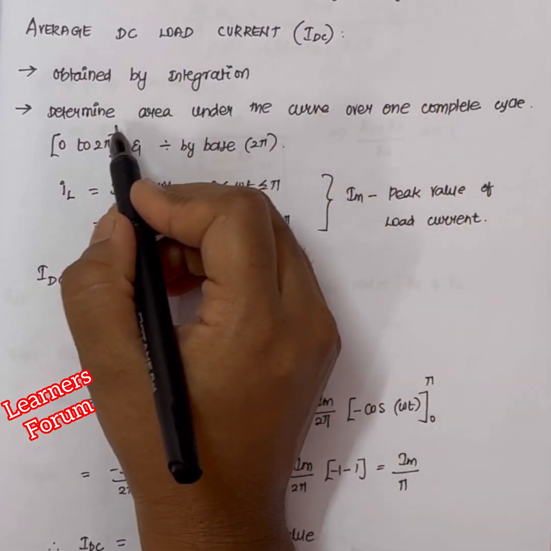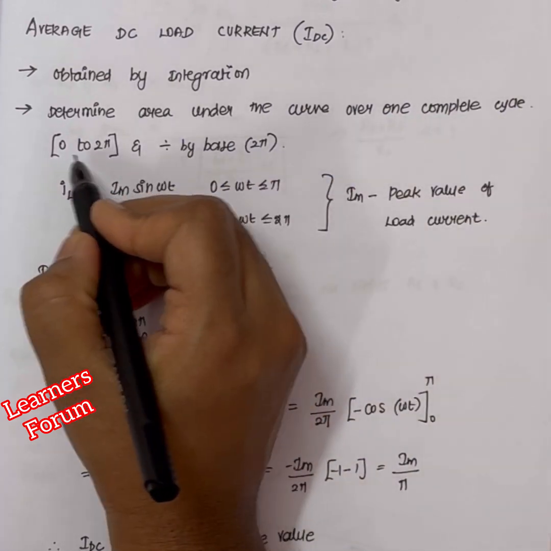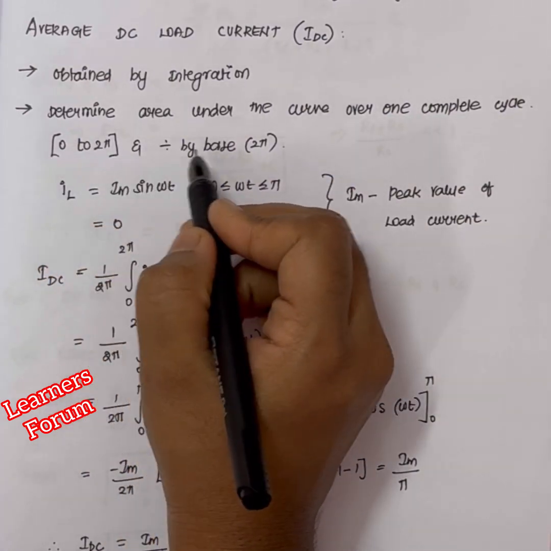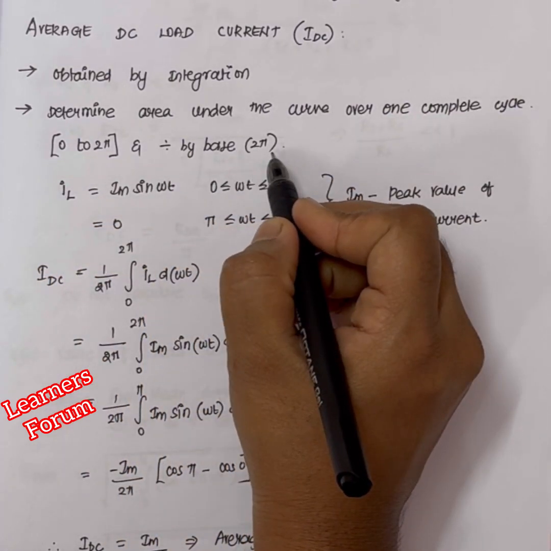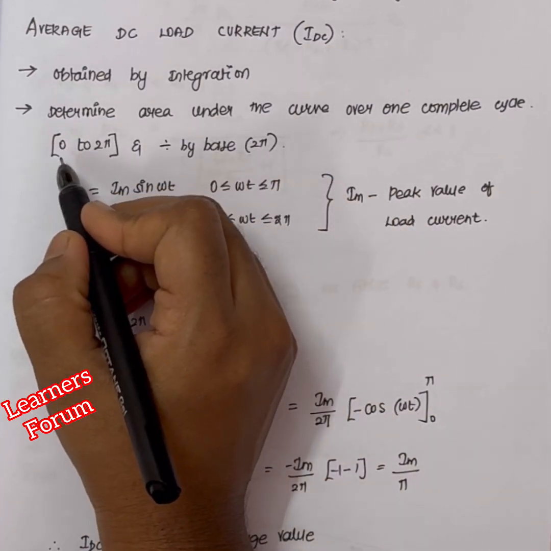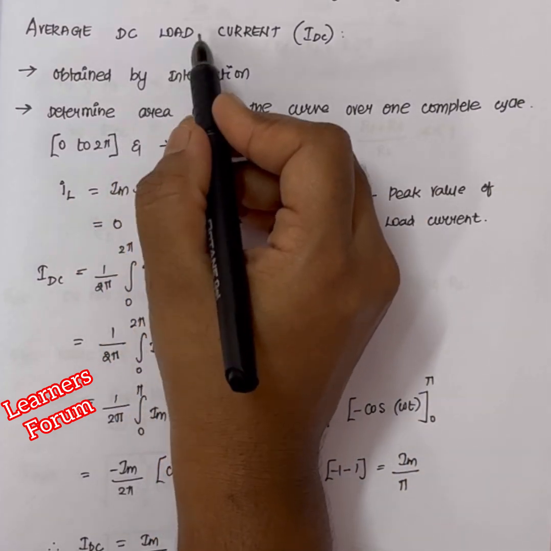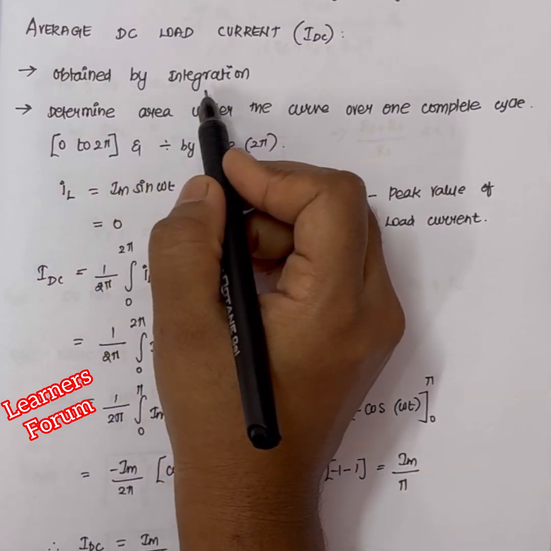That is, we are determining the area under the curve for one complete cycle, from 0 to 2 pi, and then we divide it by the base value of 2 pi. So for a single area we are analyzing and then integrating, which is why this value has been obtained by integration.